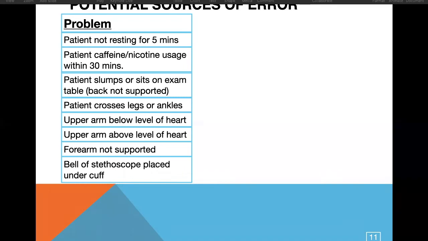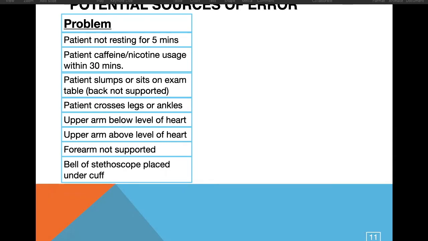If their forearm is not supported, so they're holding their own arm up in space. And if we place the bell of the stethoscope underneath the cuff, how might that affect the accuracy of our blood pressure? So let's see how you did.